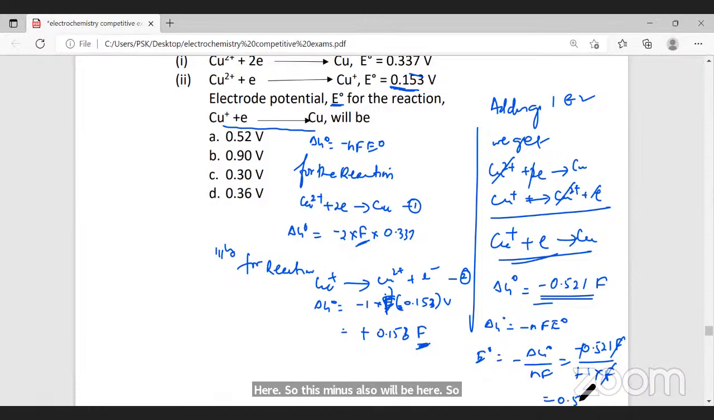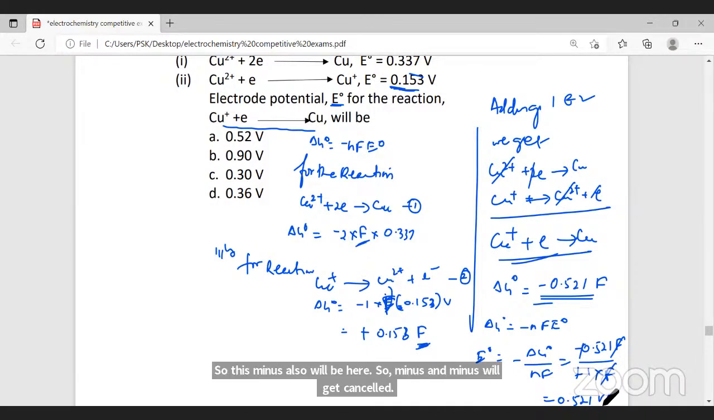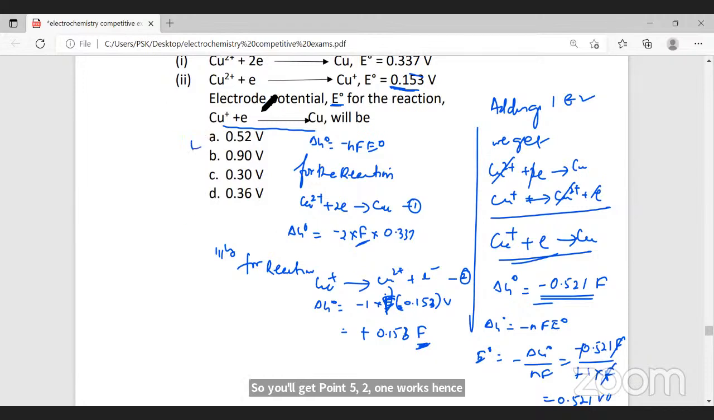So you'll get 0.521 volts. Hence the answer for this question is option A. Got it? Yes, sir.